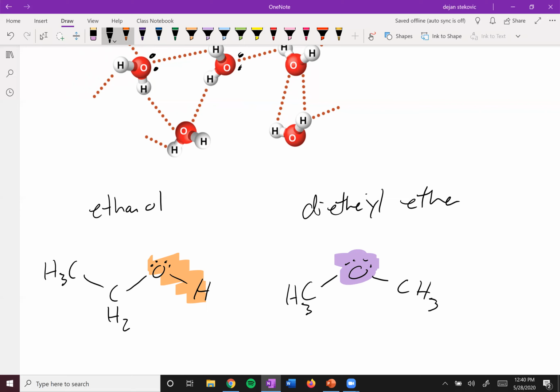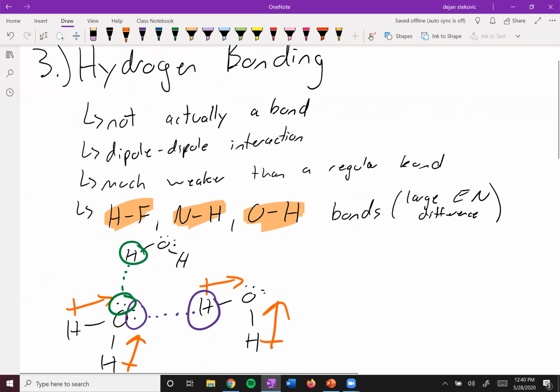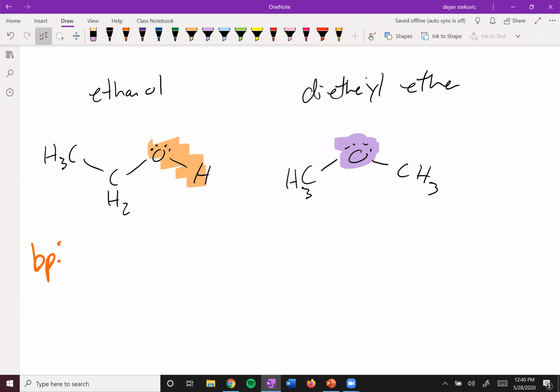If you think about what the boiling points are going to be here, the boiling point for ethanol, which has hydrogen bonding, which I think I forgot to mention is the strongest IMF, will be very high at 78.3 degrees Celsius, while diethyl ether, the same mass, has a boiling point of negative 22.0 degrees Celsius because it does not have hydrogen bonding, which is the strongest intermolecular force there is.